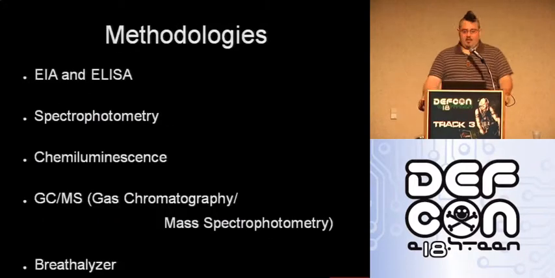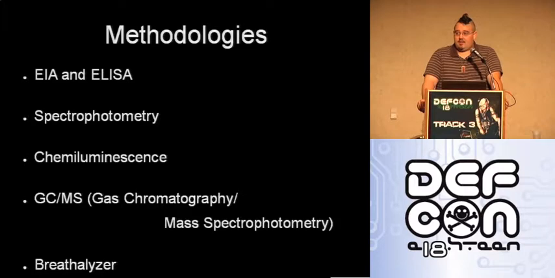Now, the methodology is here. These methodologies are 5 of the primary ones you're going to end up seeing used for your drug testing. EIA and ELISA is one of your most basic. If you want to think about it this way, think of a pregnancy test.